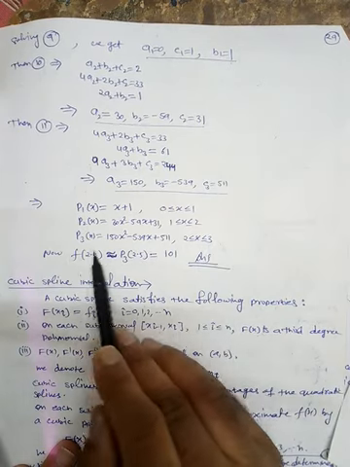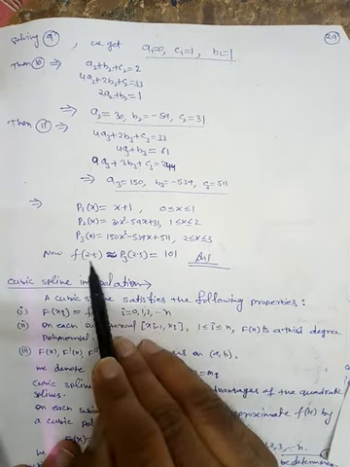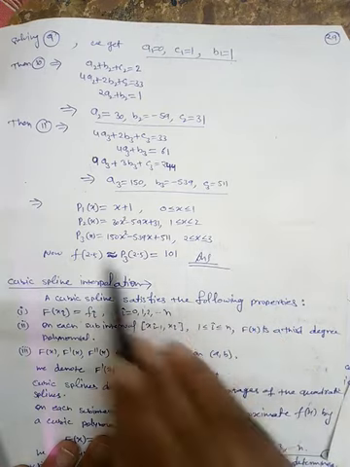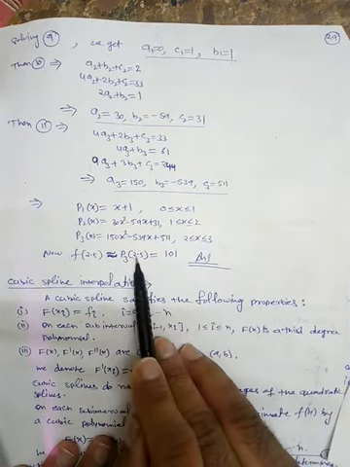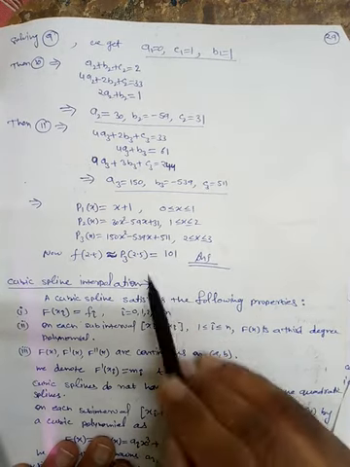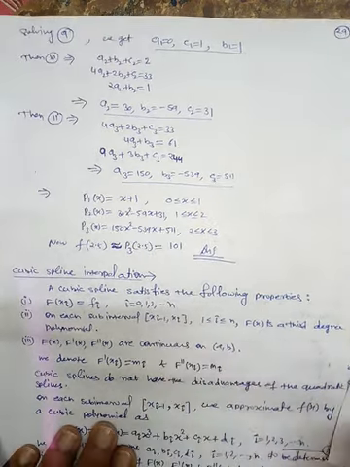Now since the target is to find f at 2.5, 2.5 lies in this range, hence we will use P3. So P3 at 2.5 will provide you 101. So this is the value of the estimation. So this is the quadratic spline.